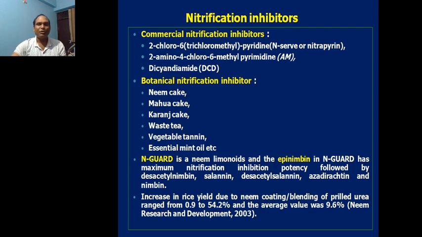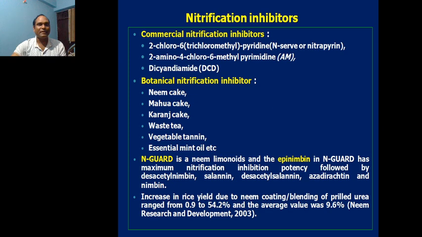Nitrification inhibitor is also one product which is used to reduce the nitrification process, specifically ammonium to nitrate conversion mechanisms. Subsequently, it reduces the formation of nitrate ion just after application of urea or any nitrogenous fertilizers. And subsequently, it reduces nitrogen loss through denitrification process or leaching process.